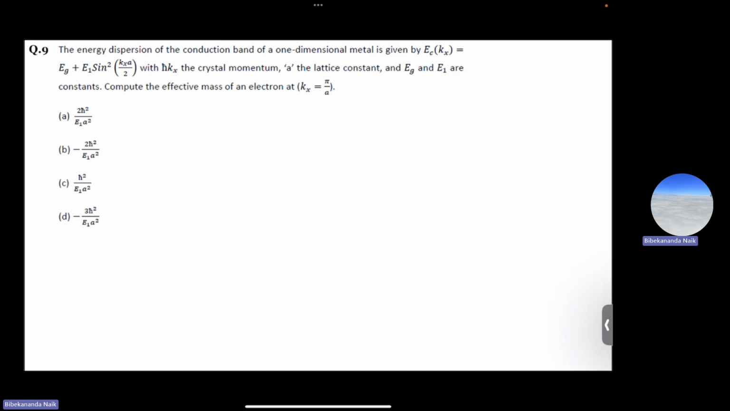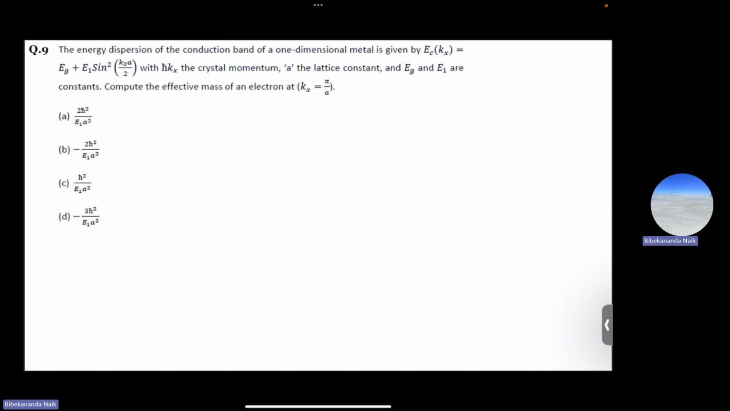The question says the energy dispersion of the conduction band of a one-dimensional metal is given by E C, which is a function of k x, is E g, the forbidden energy gap, plus E 1 sine square k x a by 2, with h cross k x the crystal momentum, a is the lattice constant, E g and E 1 are constants. Compute the effective mass of an electron at k x equals pi by a.